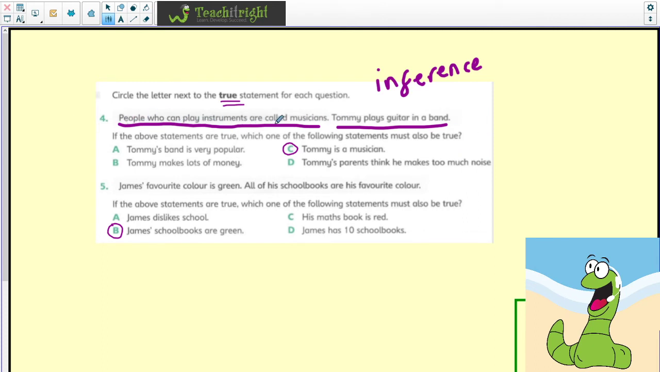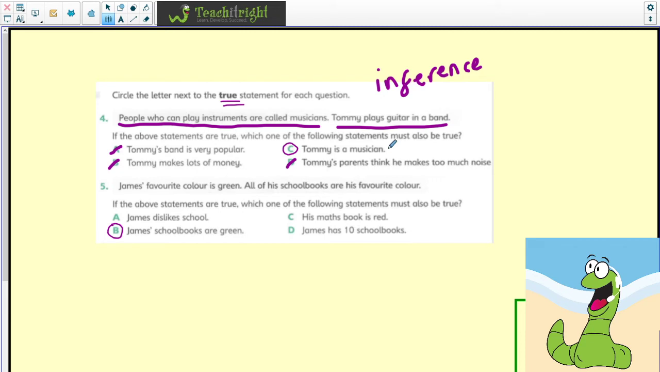People who can play instruments are called musicians. Tommy plays guitar in a band. So Tommy's band is very popular. It doesn't mention anything about that. Tommy makes a lot of money. Doesn't talk about that either. Tommy's parents think he makes too much noise. Well, it doesn't mention that. It probably does, but it doesn't mention it in the text.